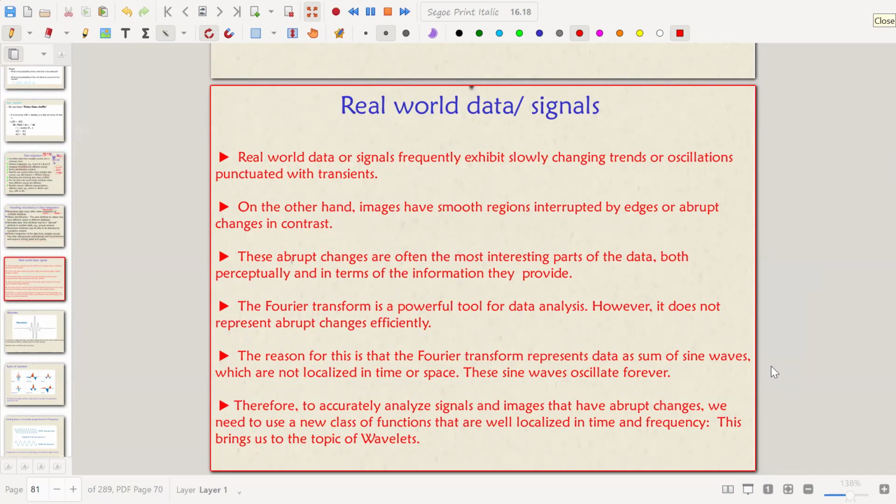We try to understand real world data and real world signals, how the real world signal looks. Actually, real world data and signals frequently exhibit slowly changing trends or oscillations, with some transients. Some transients, what does it mean?